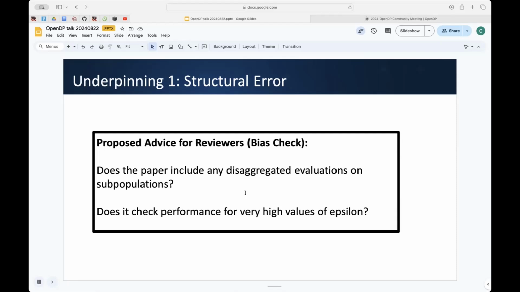Okay? When you're doing reviews, real easy. If you're in statistics, government stuff, you're already being asked to do this. Just look for some disaggregated reviews, evaluations. Ask people to do disaggregated evaluations.